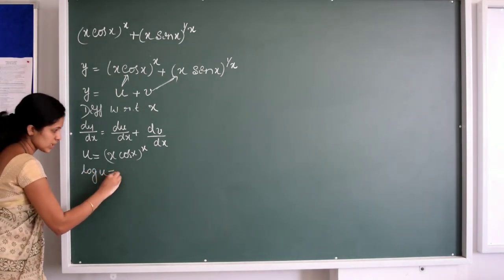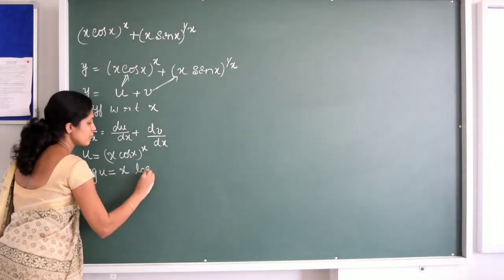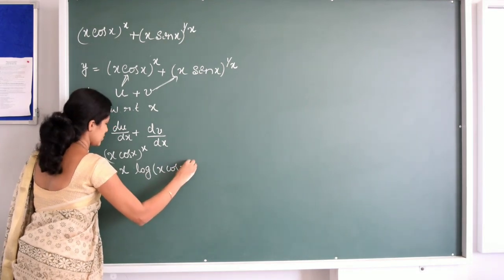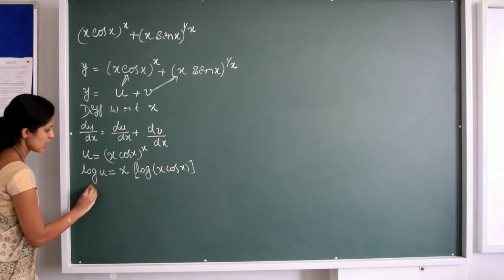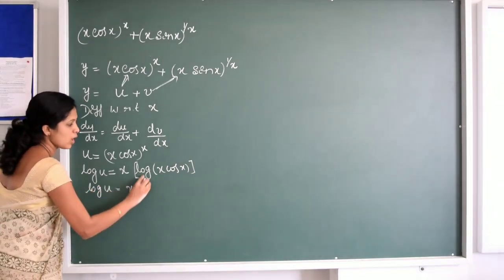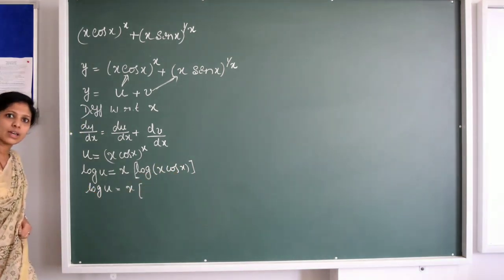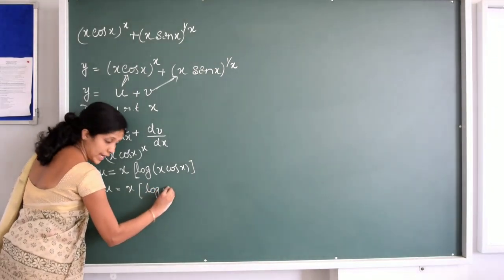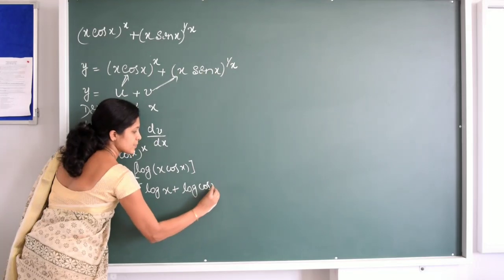So log u is equal to x into log of (x cos x). It's of the form log of m into n, right? Log of m into n, so you can write log m plus log n. So we can write this one as log x plus log cos x.